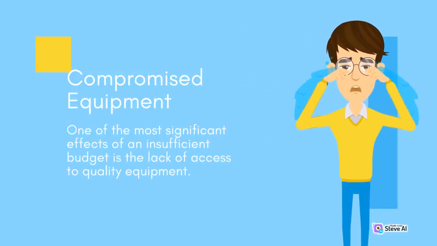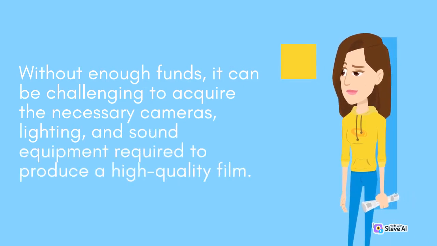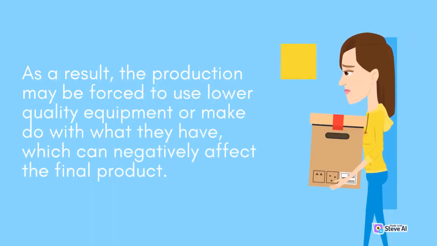Compromised equipment. One of the most significant effects of an insufficient budget is the lack of access to quality equipment. Without enough funds, it can be challenging to acquire the necessary cameras, lighting, and sound equipment required to produce a high-quality film. As a result, the production may be forced to use lower quality equipment or make do with what they have, which can negatively affect the final product.